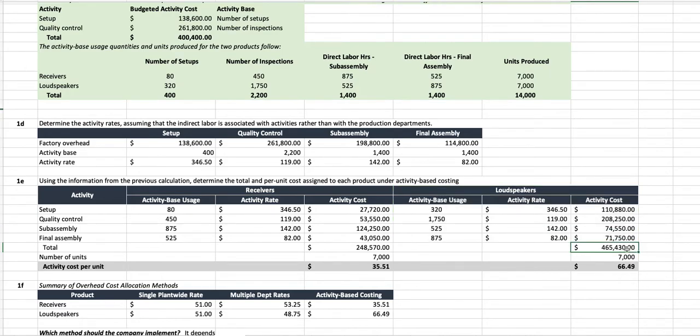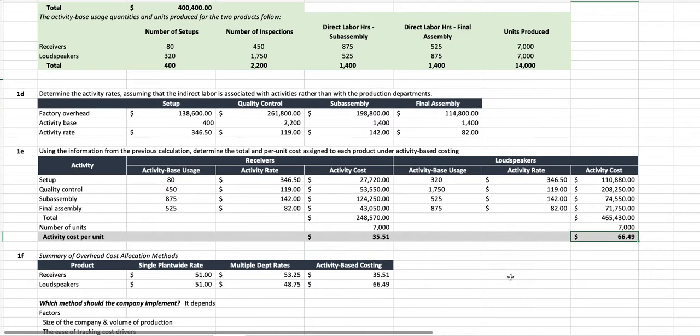And while that's a pretty big jump, we really want to see it based on the per unit cost. So again, we pick up the 7,000 because we produce 7,000 units for loudspeakers and for receivers. That tells me that my per unit cost for receivers is only $35, and my loudspeakers are almost double that.